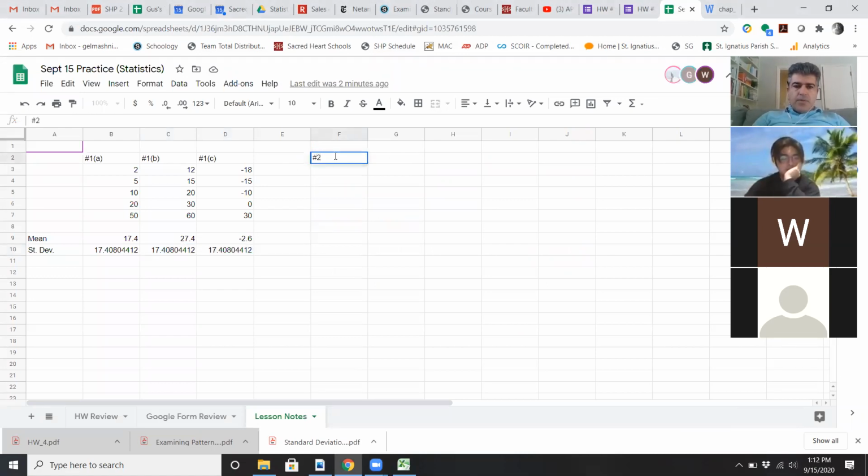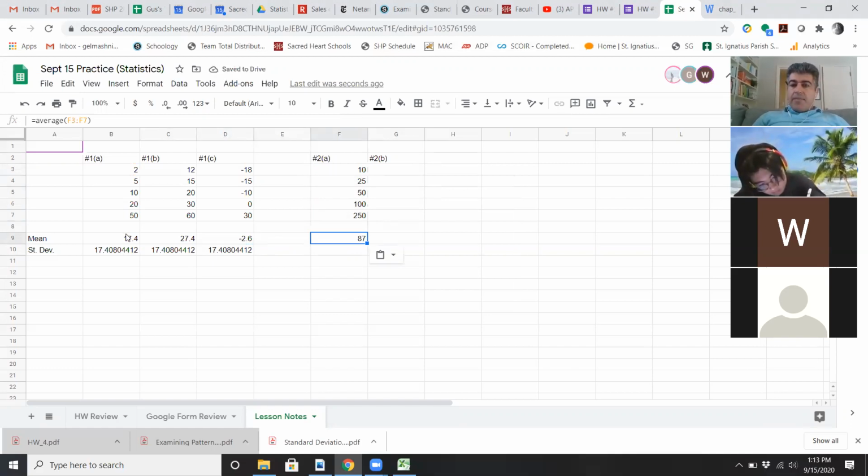So number 2, A. Number 2, B. Let's say we multiply these by 5. So equals B3 times 5. Just drag down. You do Control C. So we see that our mean got multiplied by 5 because I multiplied every data point by 5. So it should be pretty straightforward.